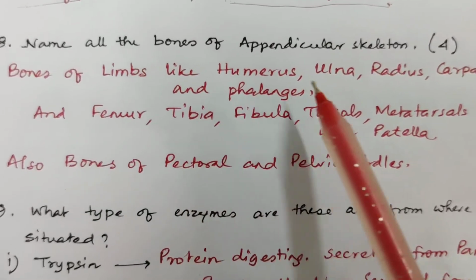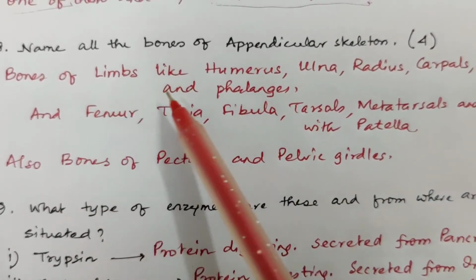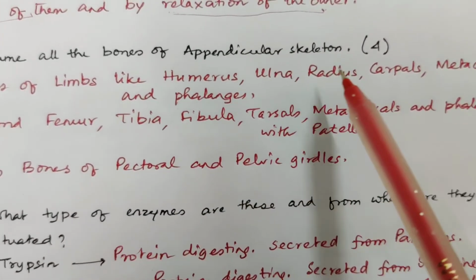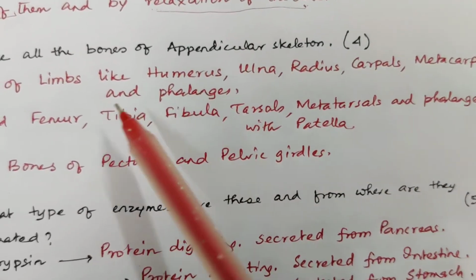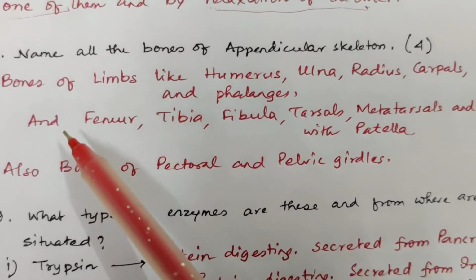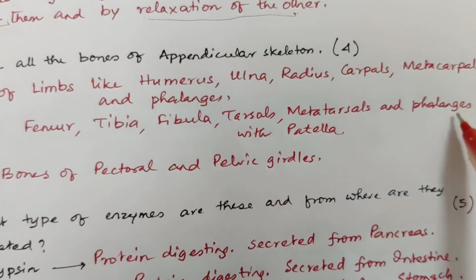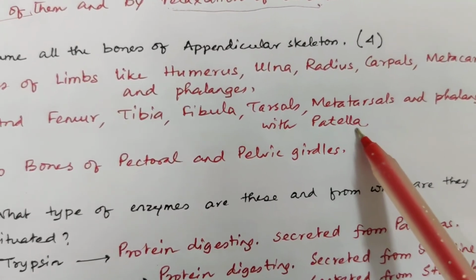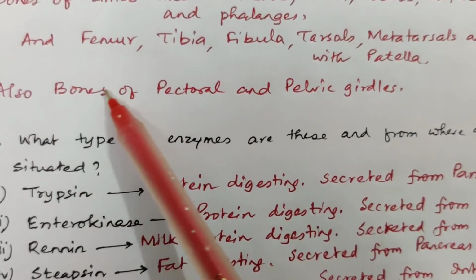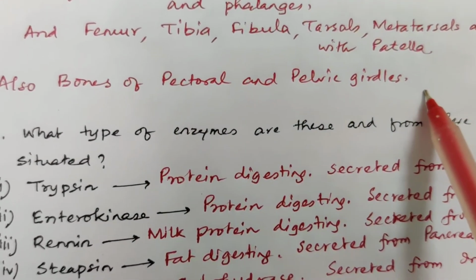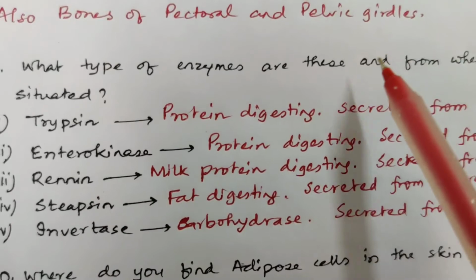Name all the bones of appendicular skeleton. The bones of the limbs like humerus, ulna, radius, carpals, metacarpals and phalanges. In the hind limb there are femur, tibia, fibula, tarsals, metatarsals and phalanges with patella or kneecap. The bones of pectoral and pelvic girdles also are there.